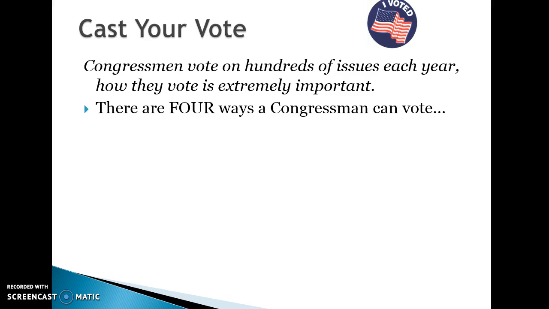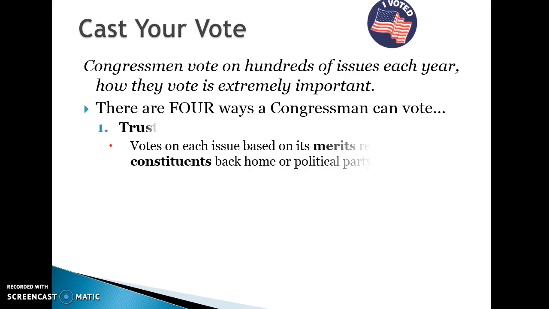So each congressman is supposed to vote on hundreds of bills each year. Not all congressmen show up to votes. There are four ways congressmen can vote. As a trustee, and trustees, regardless of what people back home believe, always vote on what they think is best. Okay? So if I go in and I'm a senator and I vote on what I think is best for the country, then I'm considered a trustee.